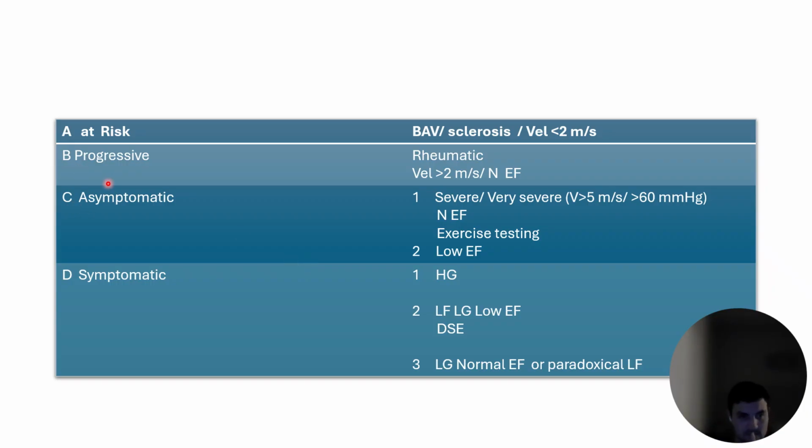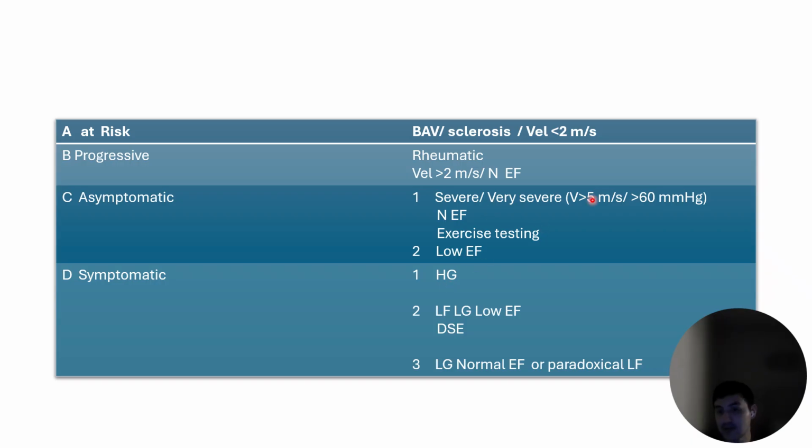So first, symptomatic, asymptomatic, right? One, this is an asymptomatic severe aortic stenosis with a very normal EF. Then you do exercise testing to see if you have symptoms. If you have symptoms, this is symptomatic, goes here, and you perform surgery for this, or if you want to do a TAVR, whatever the indication is.